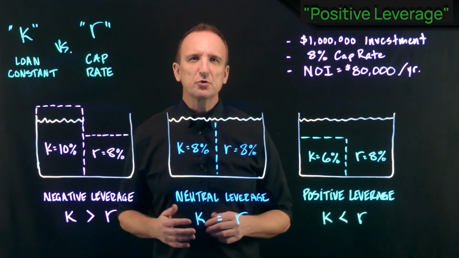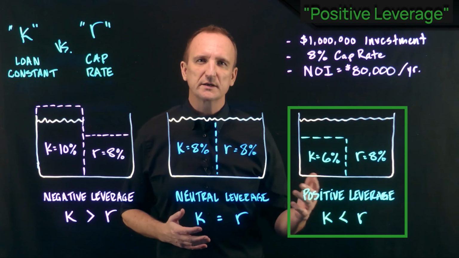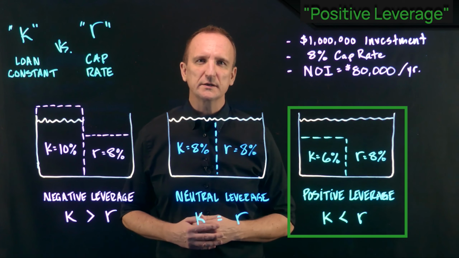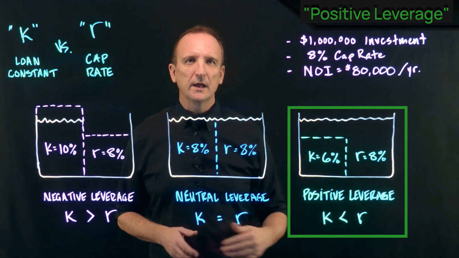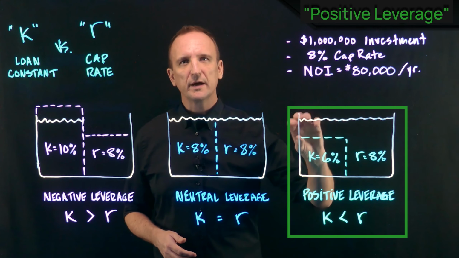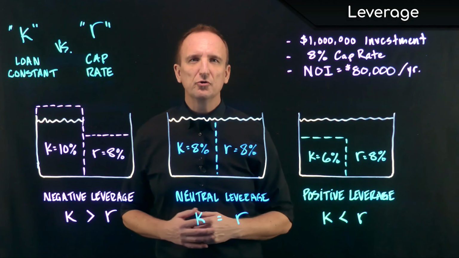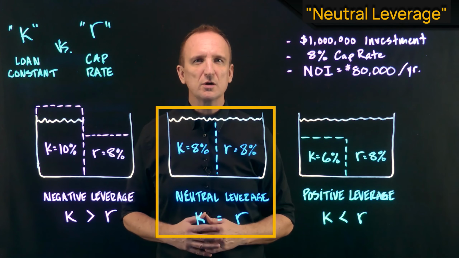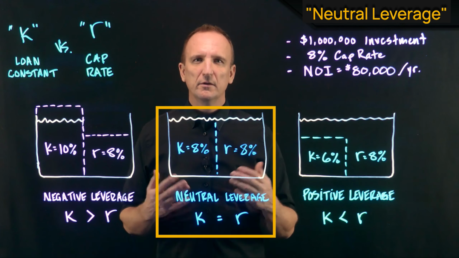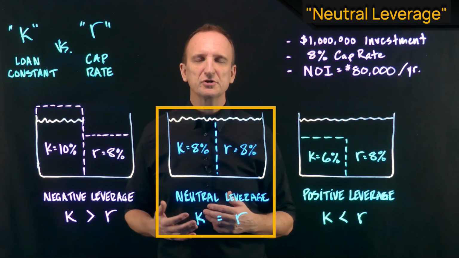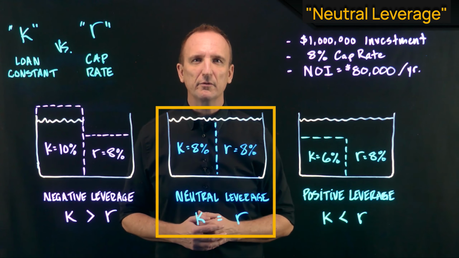The example I just showed you was an instance of what we call positive leverage, where the return to the lender or the loan constant is lower than the cap rate, allowing the investor to capture some of that net cash flow to increase their return. There's also what's called neutral leverage, where the lender's loan constant is the same as the cap rate, therefore not providing any additional benefit to the investor for leveraging other than reducing the amount of capital they need to invest to acquire the asset.